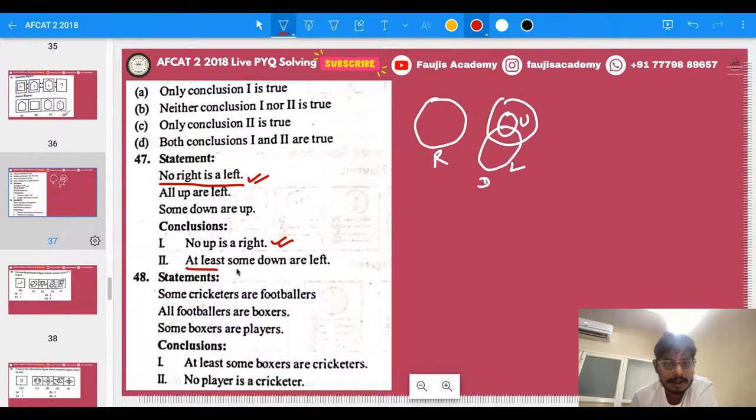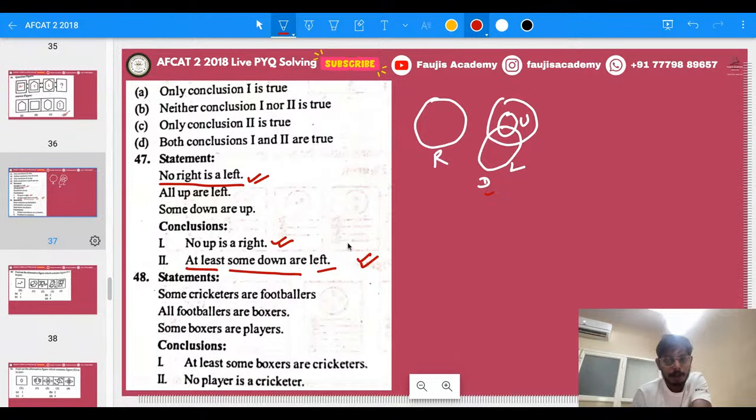At least, no up is right is a correct statement, right? At least some downs are left. Yeah, at least some downs are left. This is also a correct one, isn't it? Is this not a correct one?